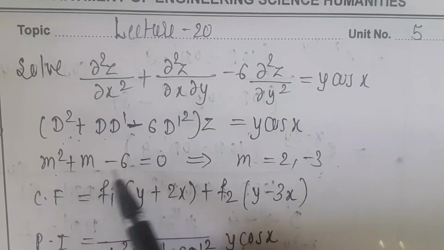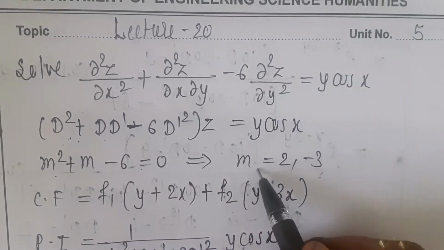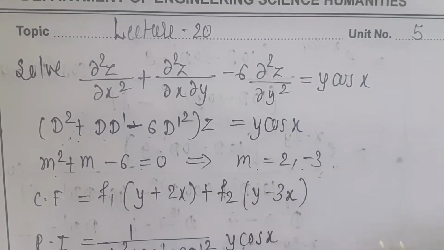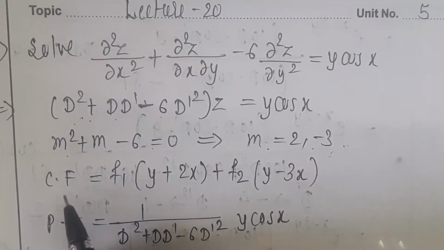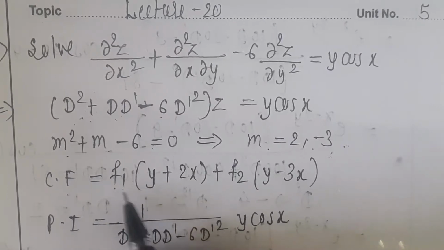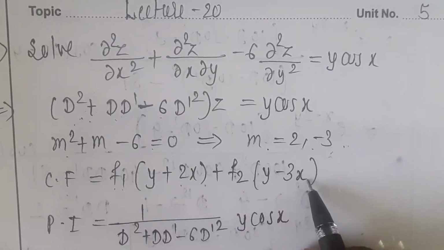So it is m² + m − 6 = 0. So the roots are m = 2 and −3. You can find these roots by calculator also. So the CF can be written, for the different roots, as f1(y + 2x) + f2(y − 3x).